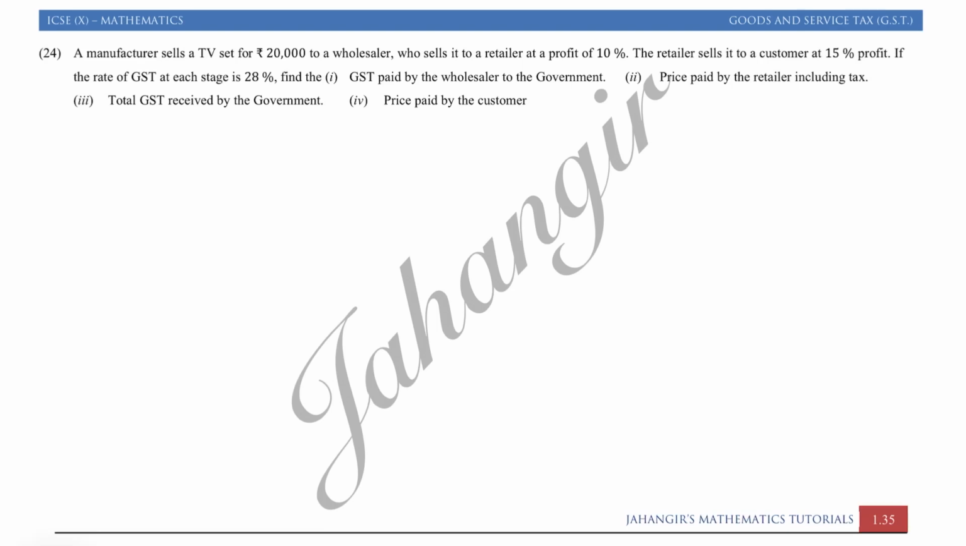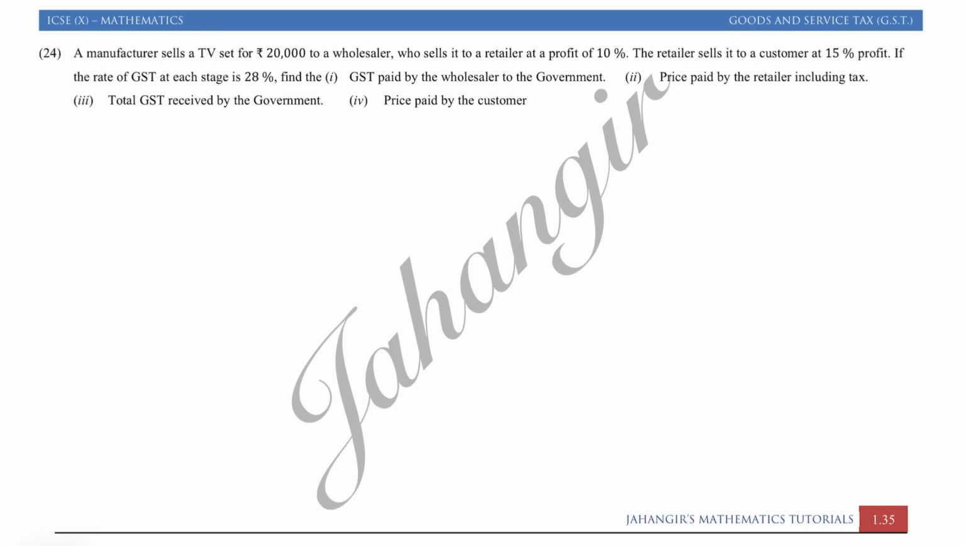Question number 24. A manufacturer sells a TV set for rupees 20,000 to wholesaler who sells it to retailer at a profit of 10%. The retailer sells it to consumer at a profit of 15%. If the rate of GST at each stage is 28%, then find the price paid by the wholesaler to the government, price paid by the retailer including tax, total GST received by the government, price paid by the customer.